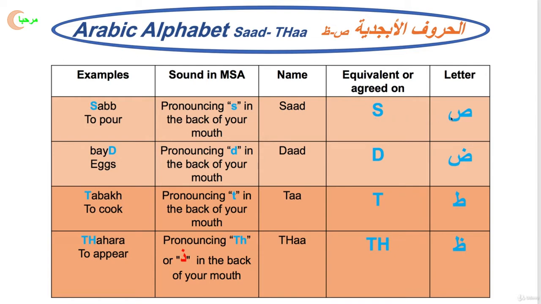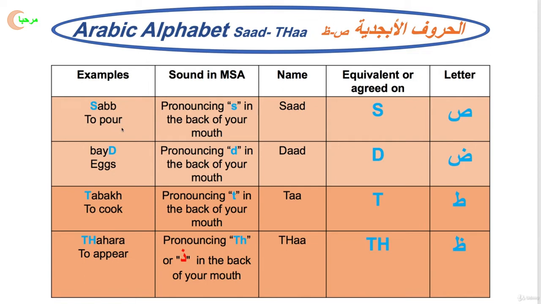The name of this letter is Saad. Repeat after me. Saad. And the sound of it in MSA is S, but pronounced in the back of the mouth. So it's so, so, so. Repeat after me. So. As an example, I picked the word sab, and sab means to pour, like to pour water.